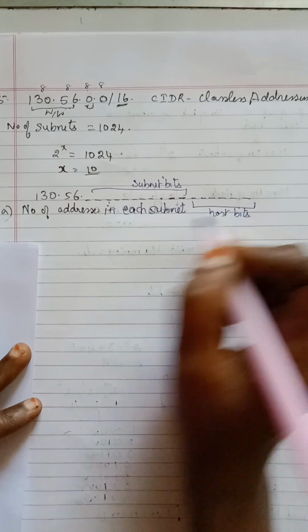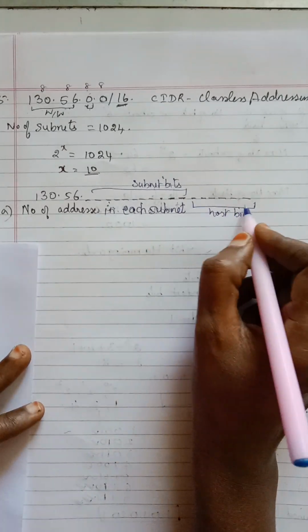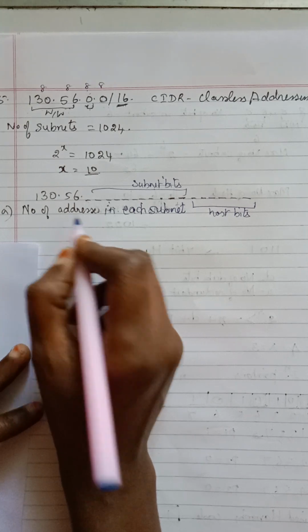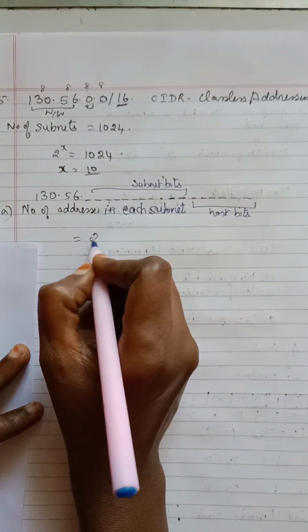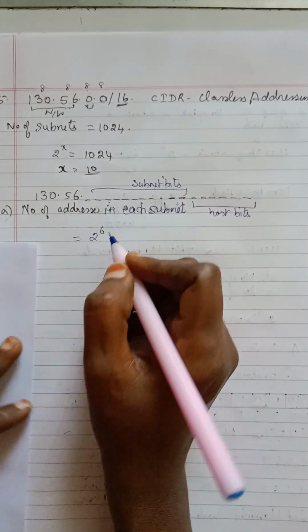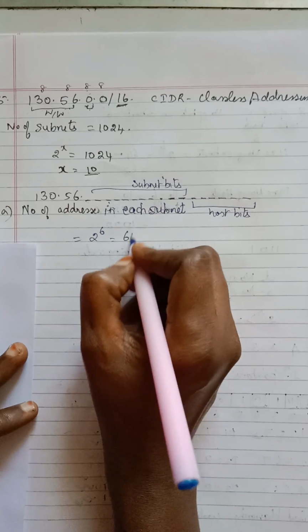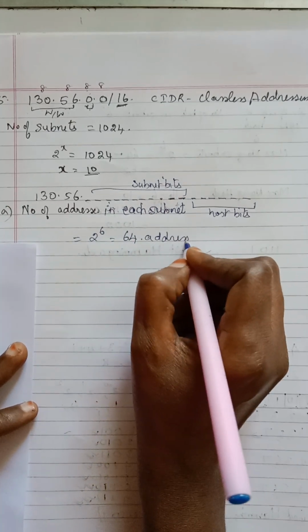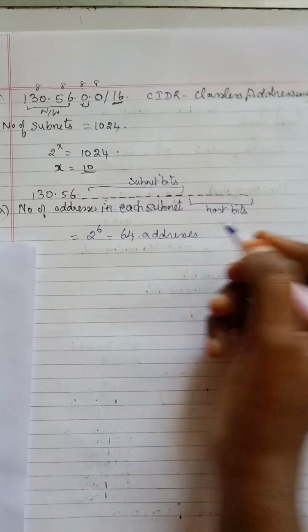So when there are only 6 bits for the host, the number of addresses that can be generated is 2 power 6. So what is 2 power 6? 2 power 6 is 64. So you can say the number of addresses for each subnet will be 64 addresses.